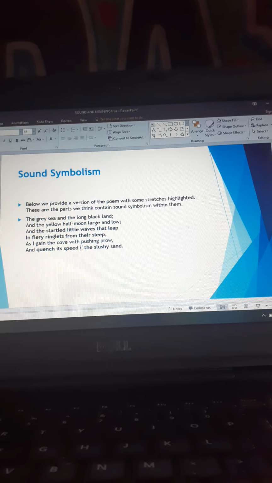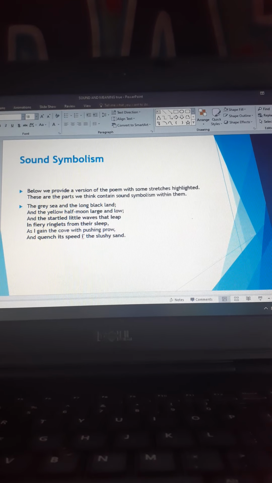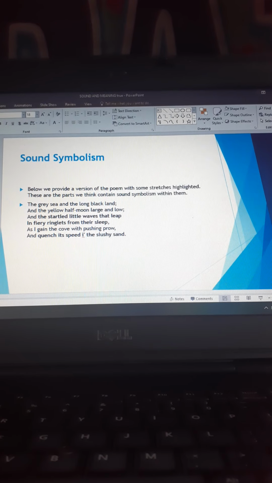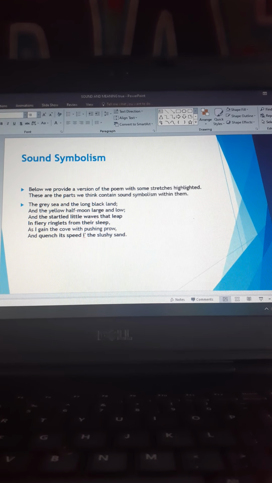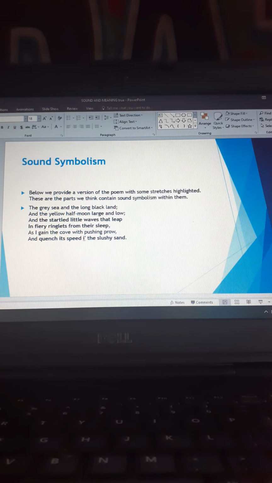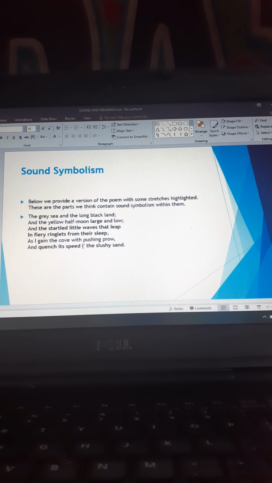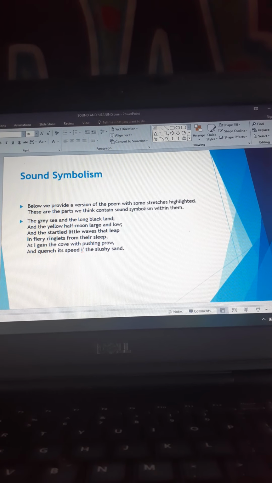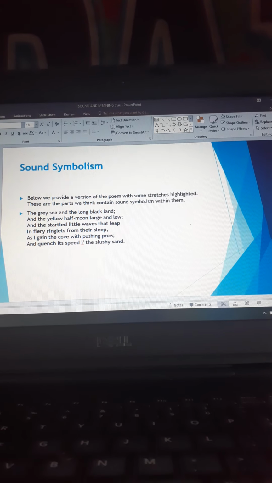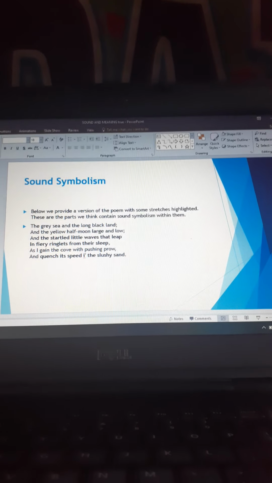So, sound symbolism. Below, we provide a version of a poem with some stretches highlighted. These are the parts we think contain sound symbolism within them. So here is the example: the gray sea and the long black land and the yellow half moon large and low and the startled little waves that leap in fiery ringlets from their sleep as I gain the cove and pushing prow and quench its speed in the slushy sand.